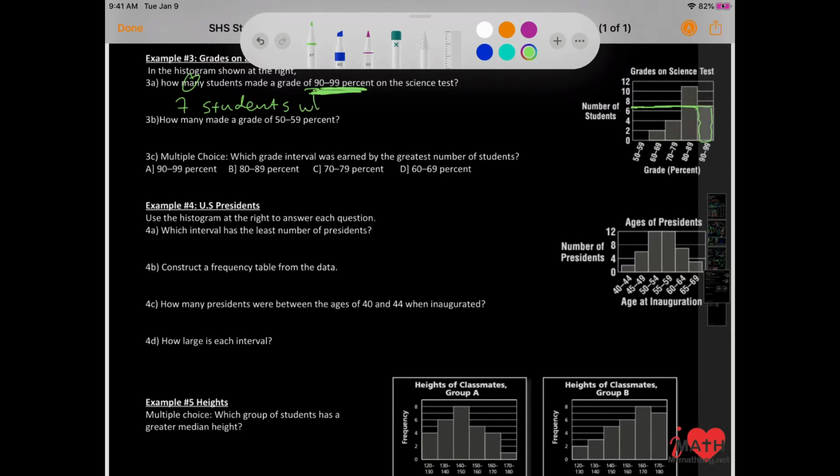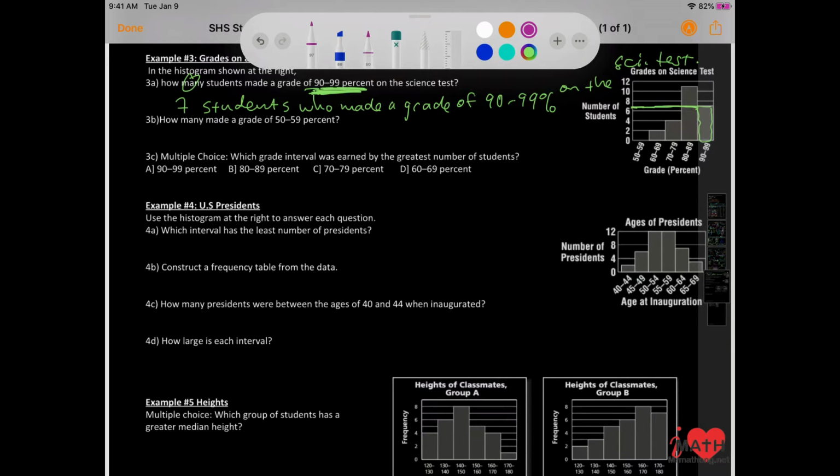Use complete sentences. It actually verifies your answers when you are writing out a complete sentence because you understand context, which is a big idea for statistics. 7 students who made a grade of 90 to 99% on the science test. All right.